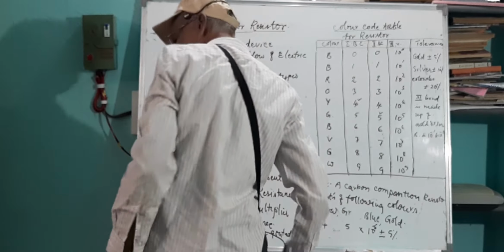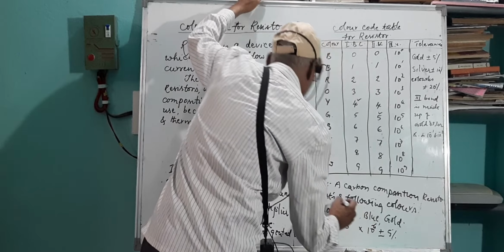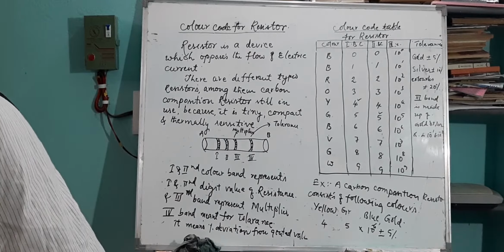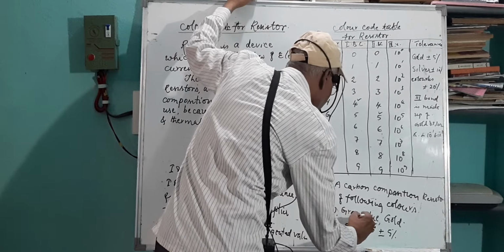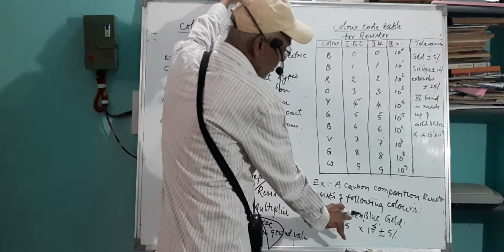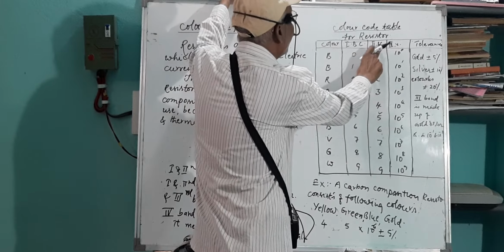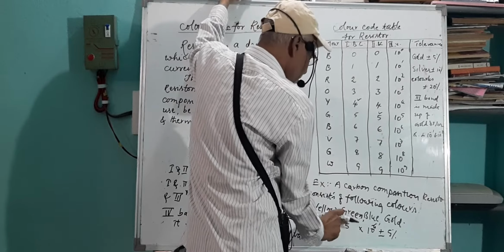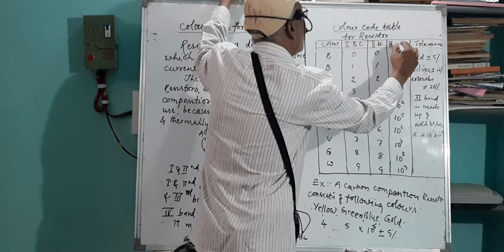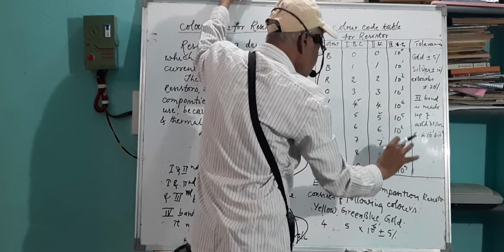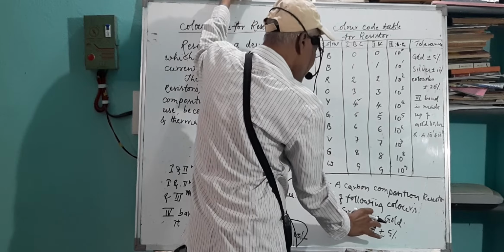If the second band is made up of green, the corresponding second digit is 5, so you write that 5. And the third band color indicates how many zeros follow. Say the third band is blue.